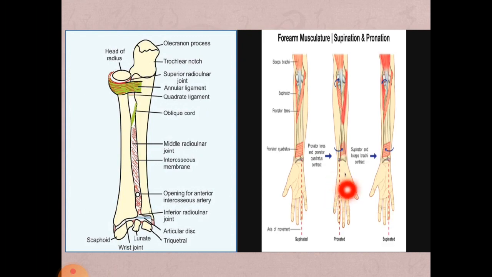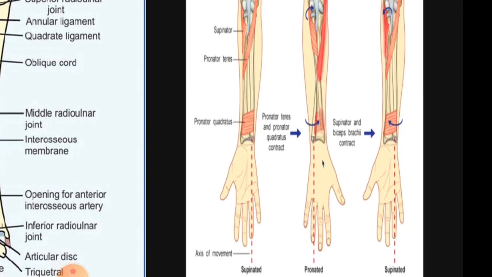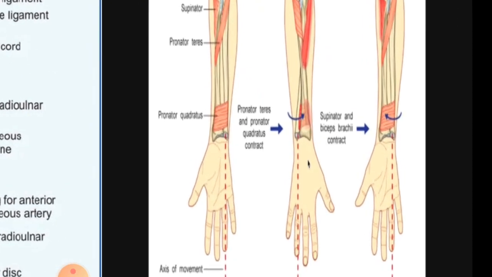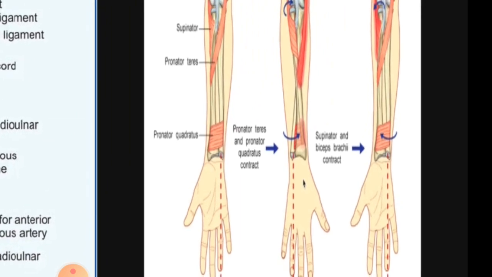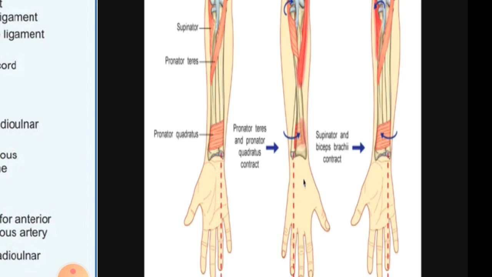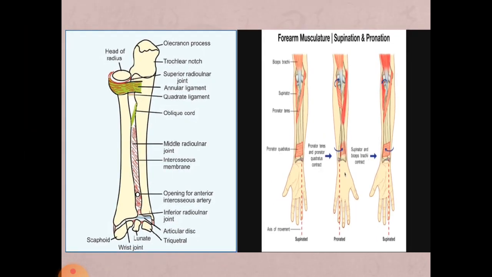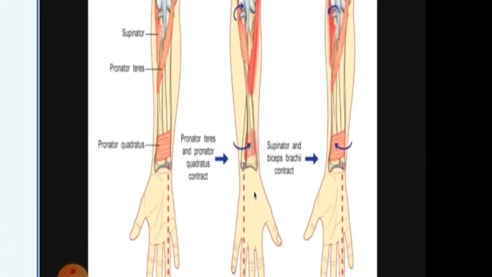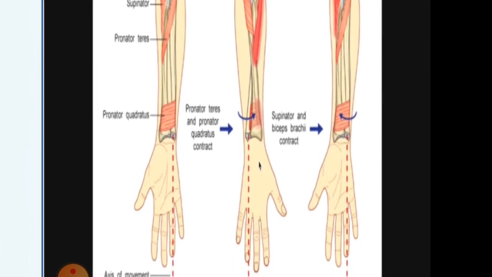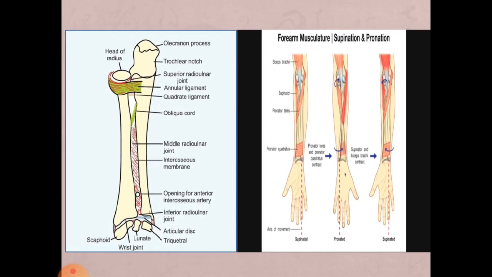So in this image, the palm is facing downwards, or we can say that the palm is in the pronation phase, and the muscles involved for the pronation are the pronator teres and the pronator quadratus. When they both contract, then the pronation will occur at the forearm. And for the supination, you have the supinator and the biceps brachii muscle. When these two muscles contract, then the supination will occur at the forearm.